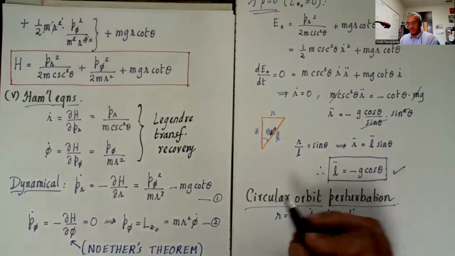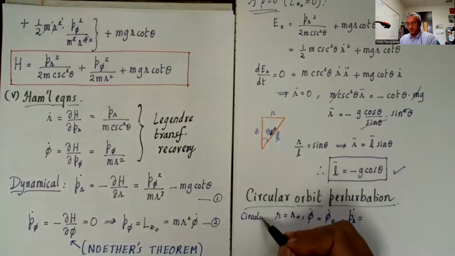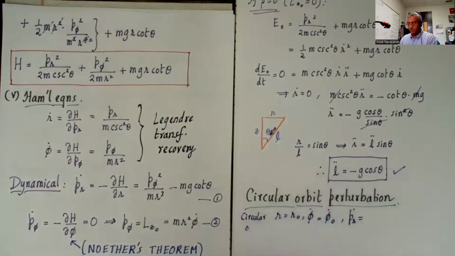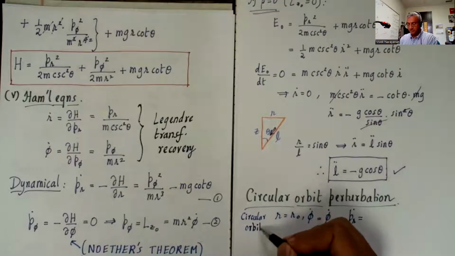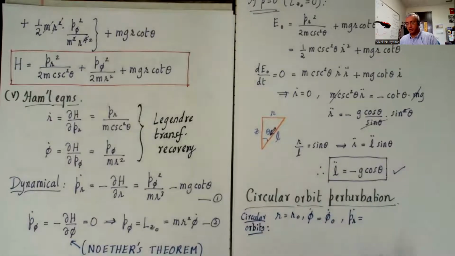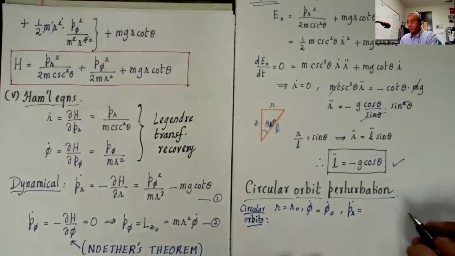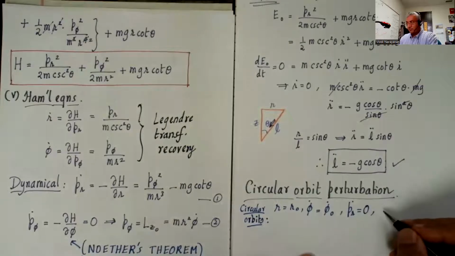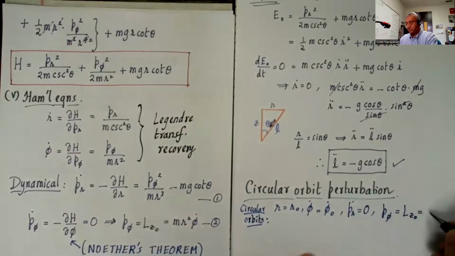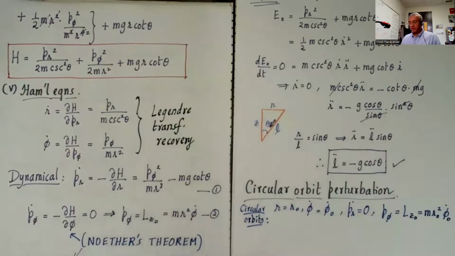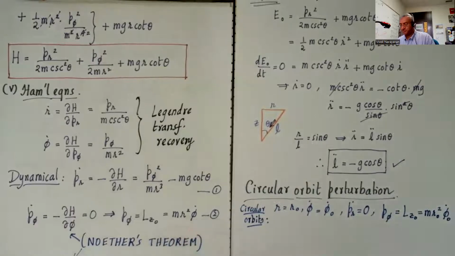This is not perturbation yet, it's circular orbits. When are circular orbits possible is what we're going to look at first, and then we'll find the criterion for circular orbits and then perturb them. So P_r equals 0, and P_phi must be equal to L_z naught, which is equal to m r naught squared phi naught dot. So I'm copying all this from here. For circular orbits, that becomes r naught, and that becomes phi naught dot.